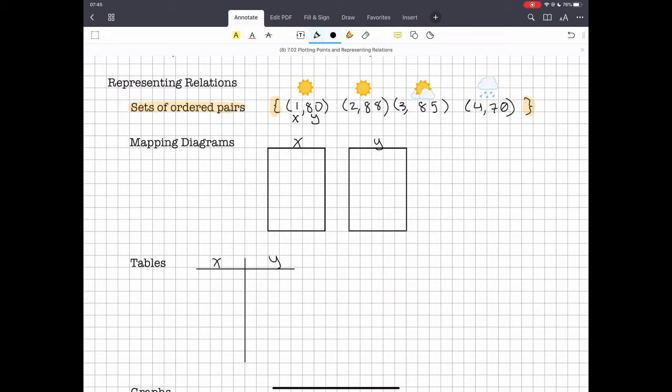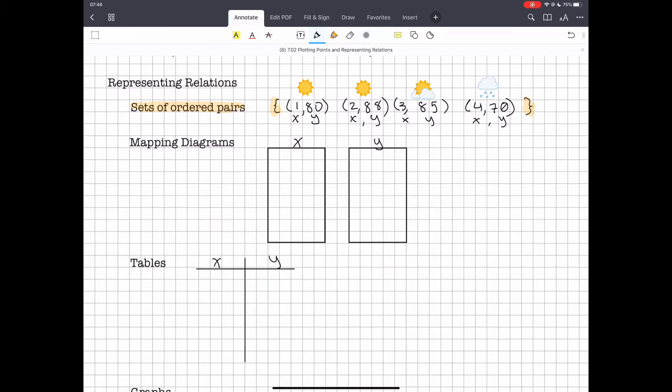In the second hour, the temperature is 88 degrees. And we can continue on. In the third hour, we get some partly sunny weather, and the temperature has gone down to 85. And then the fourth hour, it's raining and it cooled off, and the temperature has decreased to 70 degrees. So collecting the data like that as a set of ordered pairs is one way to represent a relation.